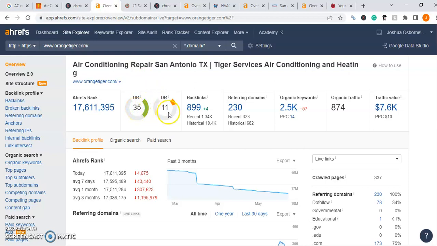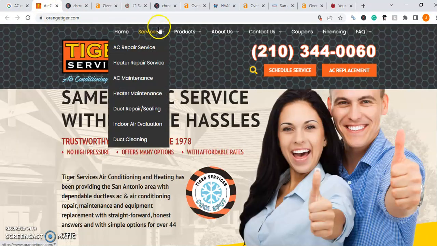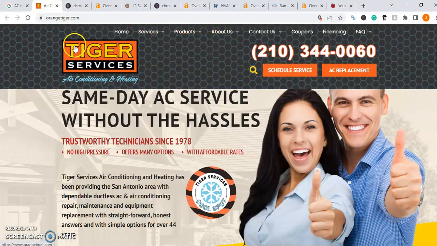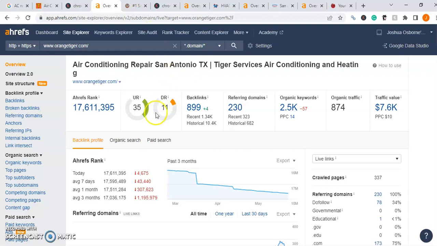Now, on the other hand, we have DR. DR stands for domain rating, and that is the individual power that goes through your entire website. So we're not just talking about your homepage anymore. We're talking about all your service pages, your product pages. All these pages are summarized in DR. So very important that we have the best of both worlds with our internal SEO and our external SEO, and that we focus on both UR and DR when we're link building because we want that solid SEO strategy.